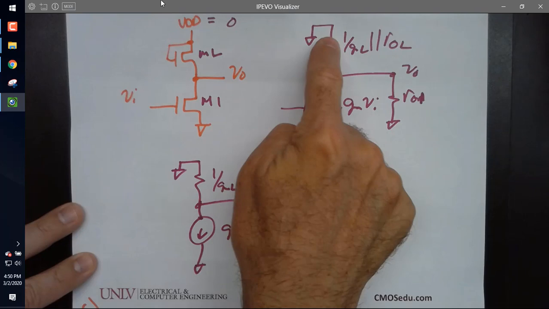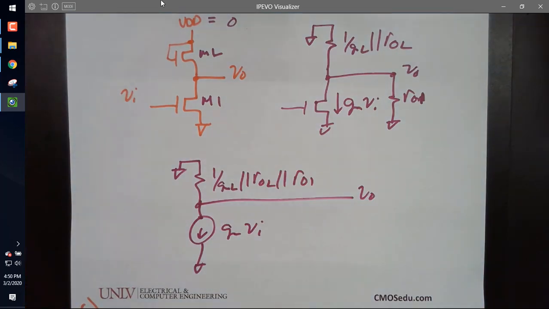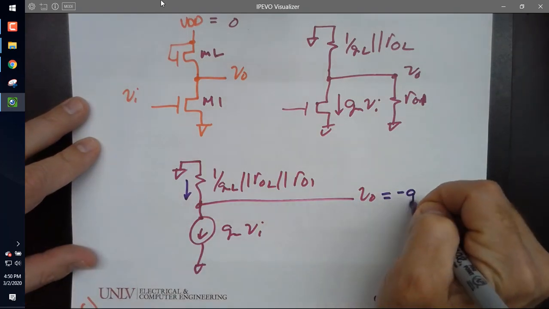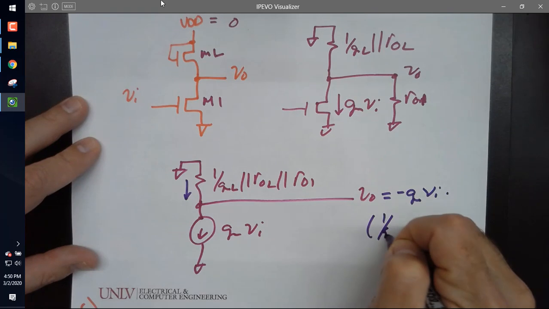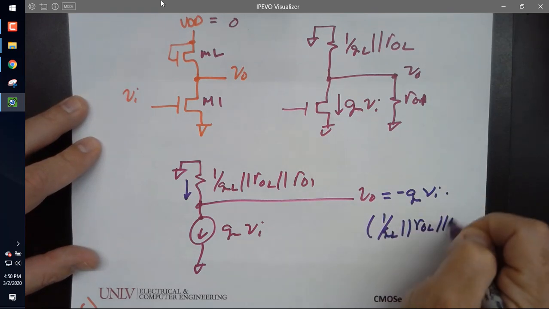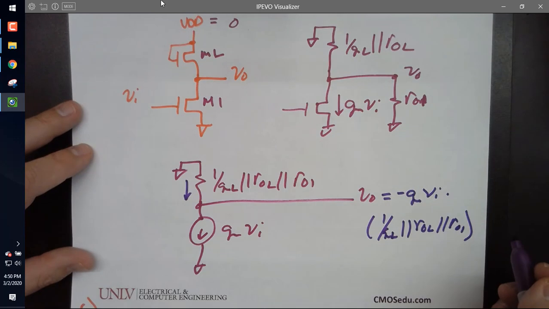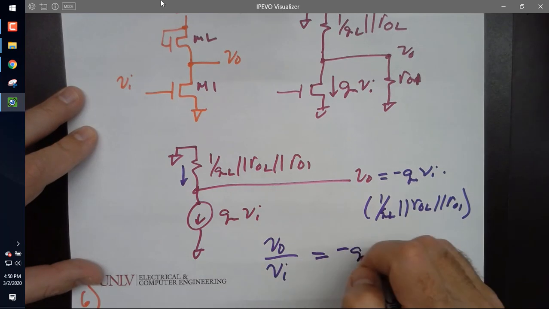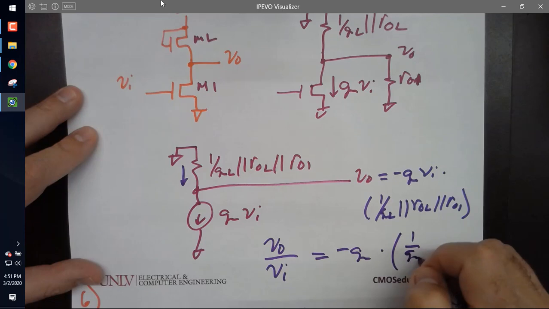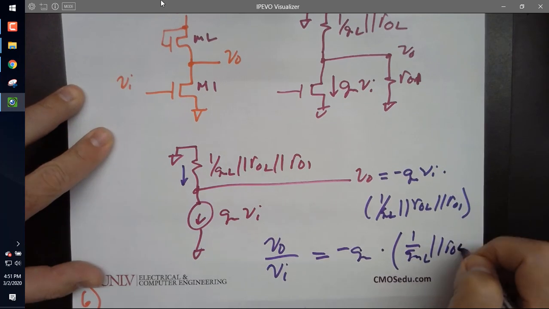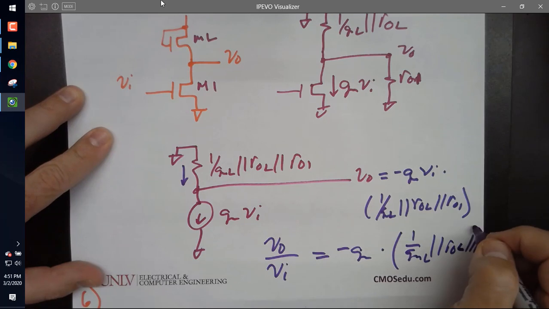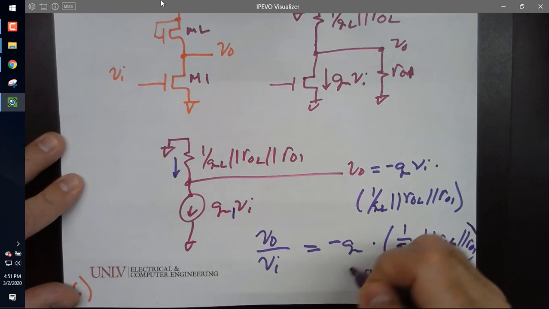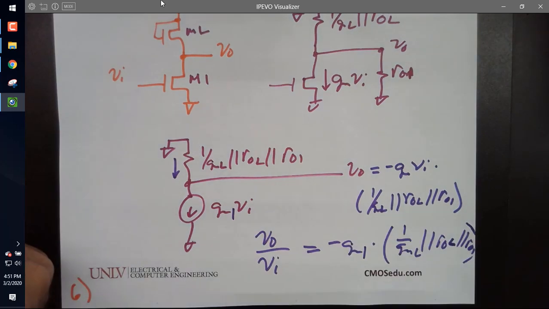This is in parallel with this. And so I've got this current flowing backwards through here, so I'm going to put this as minus GMVI times 1 over GML in parallel with R out L in parallel with R out 1. Or V out over V in equals minus GM times 1 over GML in parallel with R out L parallel with R out 1. Everybody follow that? Any questions?